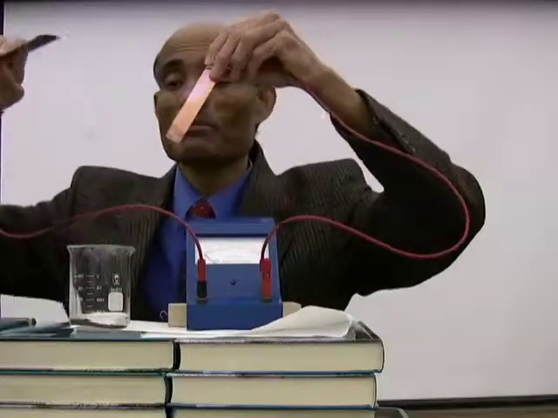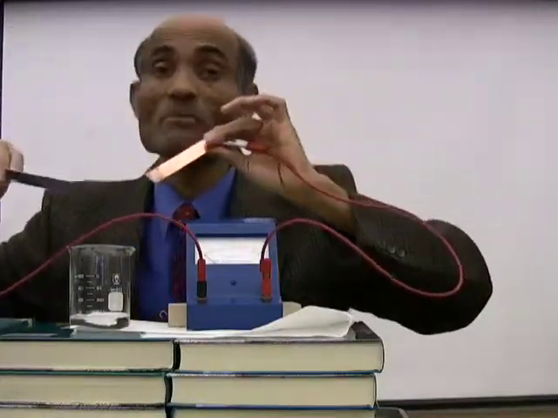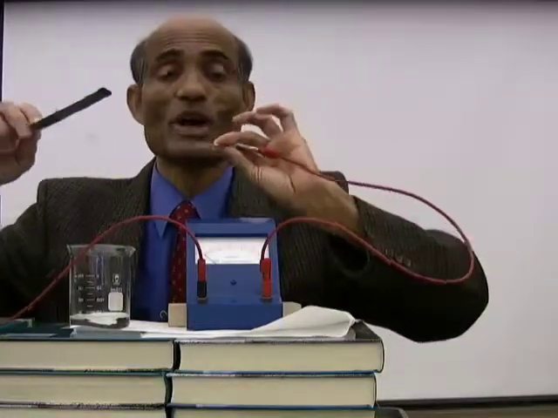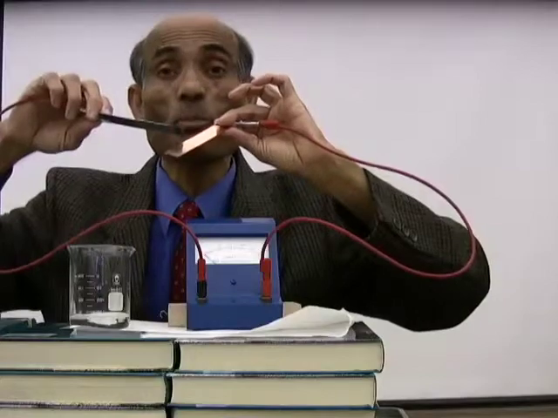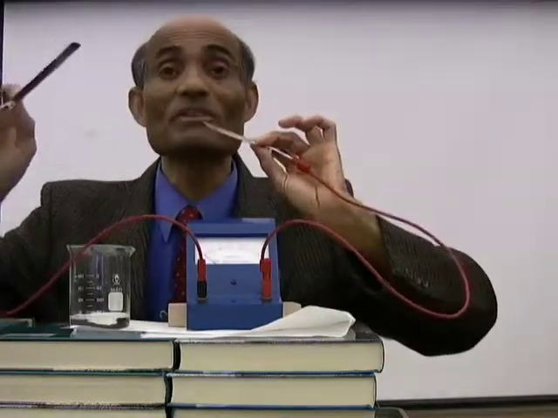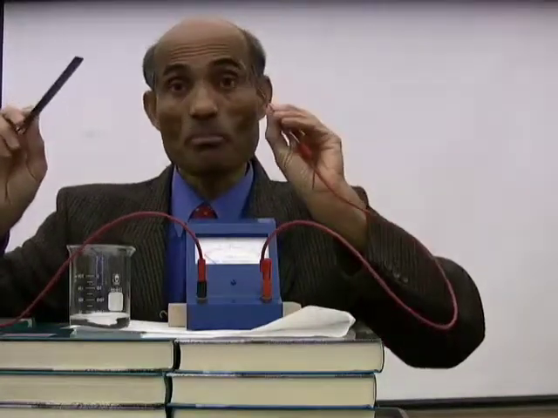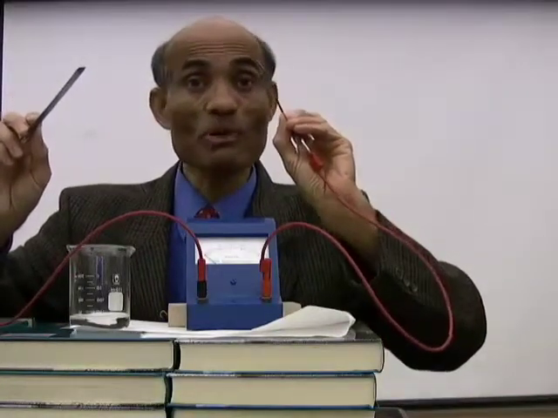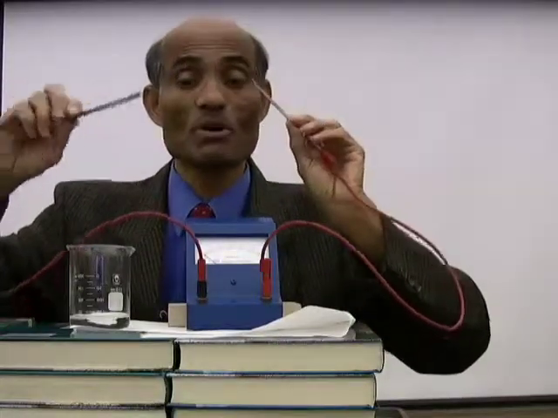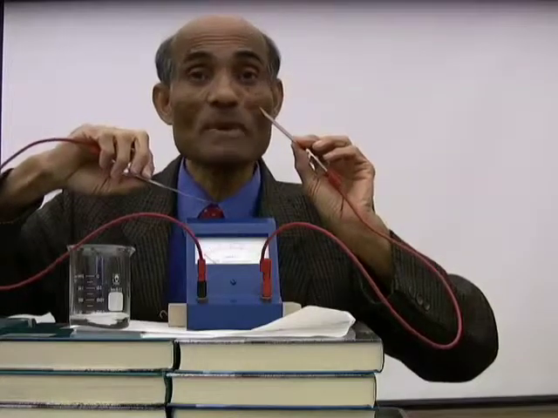Now, when I dip this in dilute sulfuric acid, what will happen? The chemical action between the acid and the electrodes will give a net positive charge to copper and a net negative charge to zinc. That means you will have a positively charged copper electrode and a negatively charged zinc electrode, and this meter is called a voltmeter.